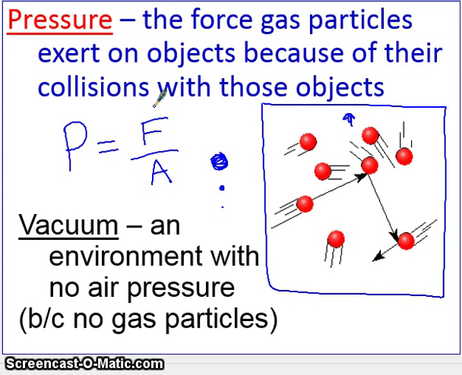Now, a vacuum is a place where there are no gas particles, and if you don't have any gas particles, there will be no air pressure. It's an environment with no air pressure. Outer space is the closest we get to it naturally. We could create artificial vacuums in the laboratory, but outer space is where there are very little gas particles.